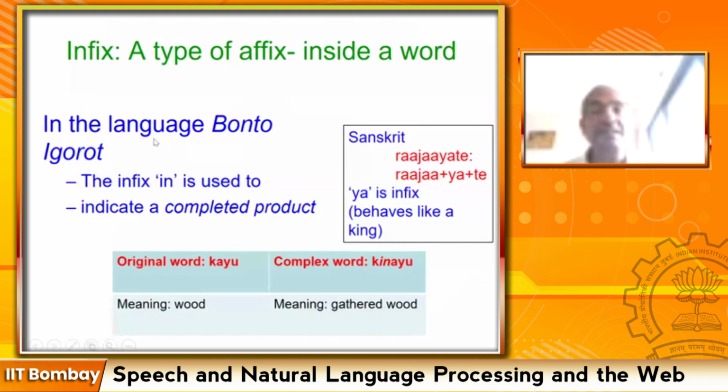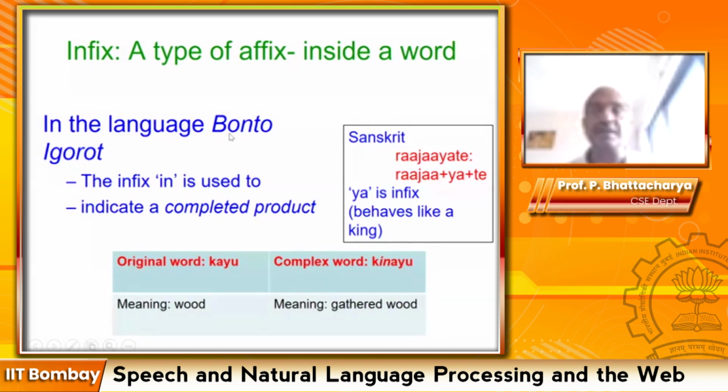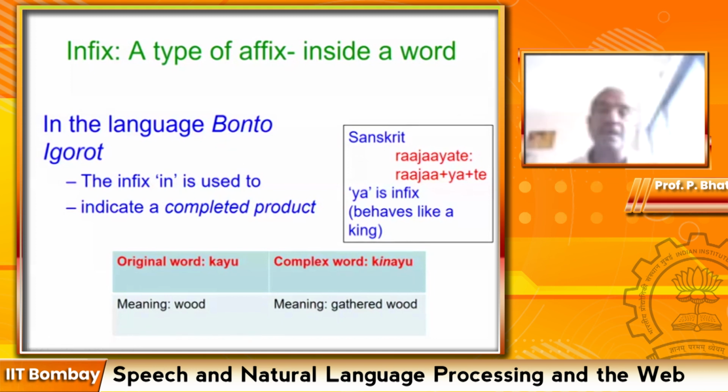Now, besides prefix and suffix, you have infix also. Infixes are strings which sit inside a word. There is a language called Bontoc Igorot. There are many languages in the world, about 6,000 to 7,000, and there are many dialects. Bengali, for example, has many dialects, and an interesting and well-known dialect is Sylheti, which is from a region now falling in Bangladesh.